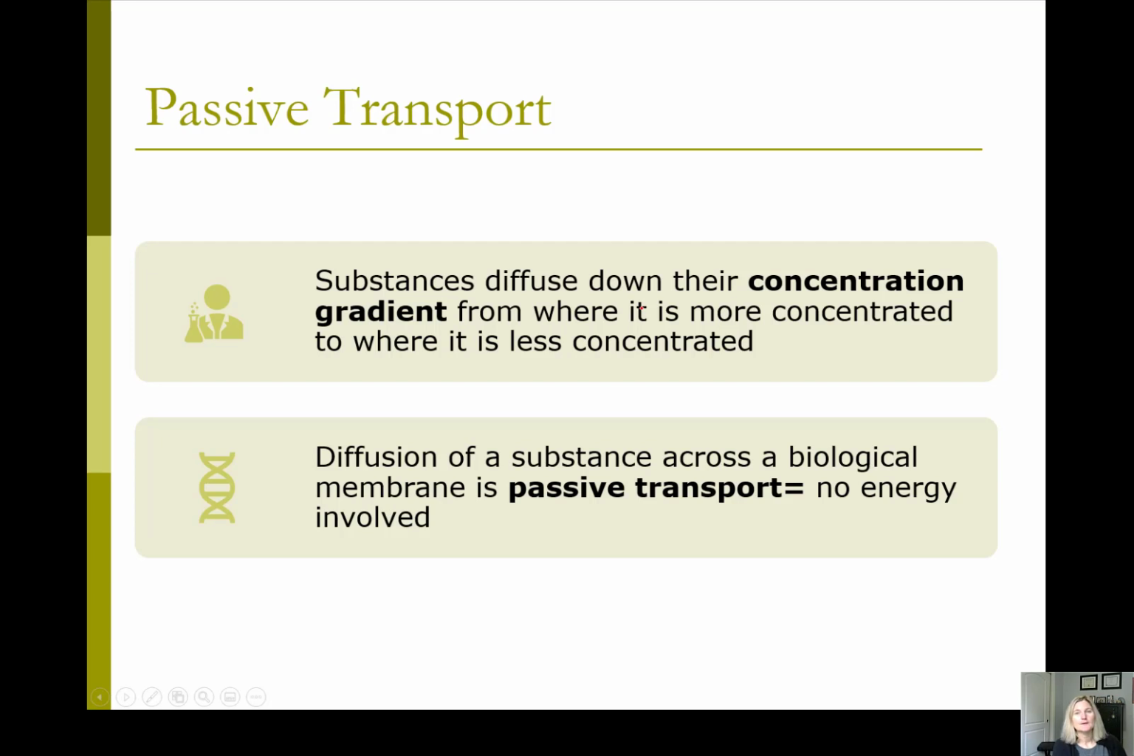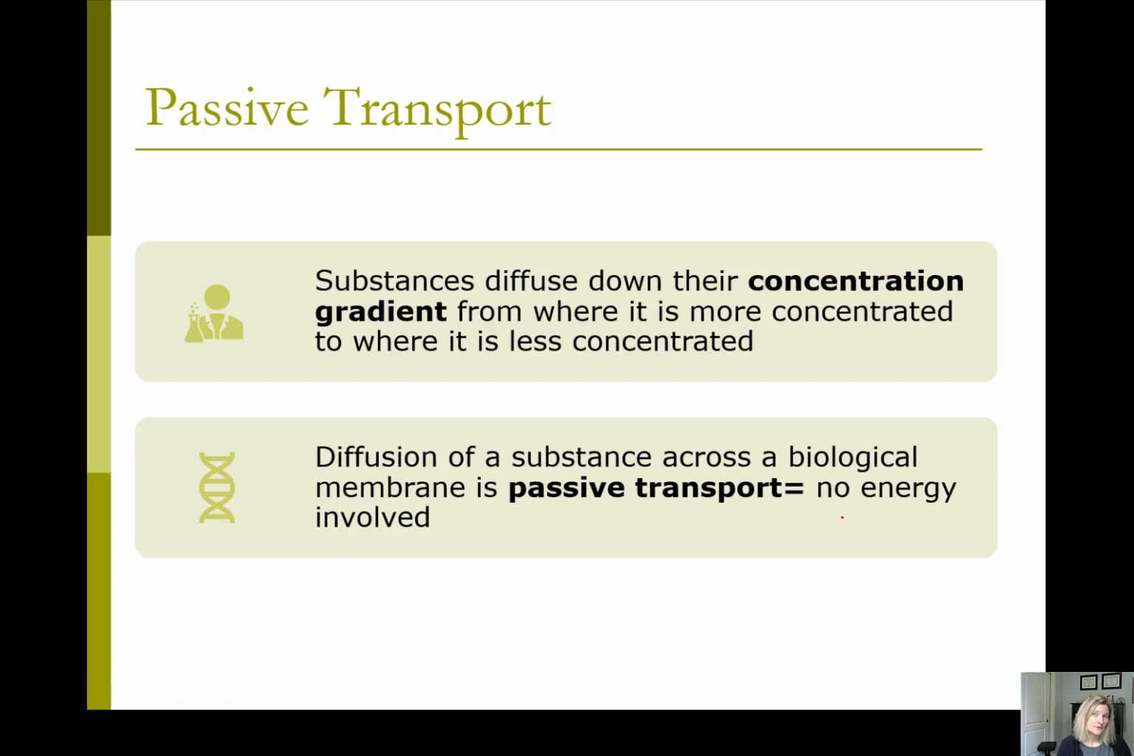So that means that substances tend to diffuse down their concentration gradient. That means they're going from high concentration to low concentration. And this, across a membrane, would be a type of passive transport since no energy is involved. Molecules just have that tendency to go from high concentration to low concentration. So passive transport, think no energy involved.